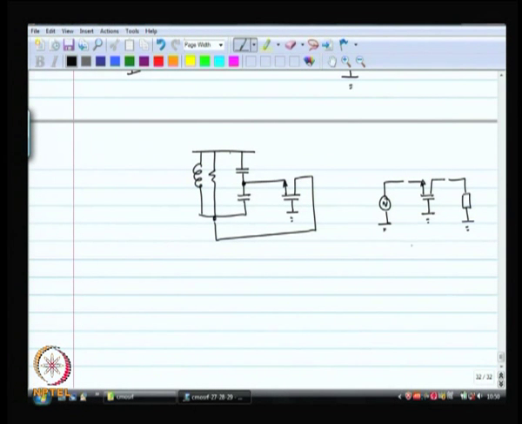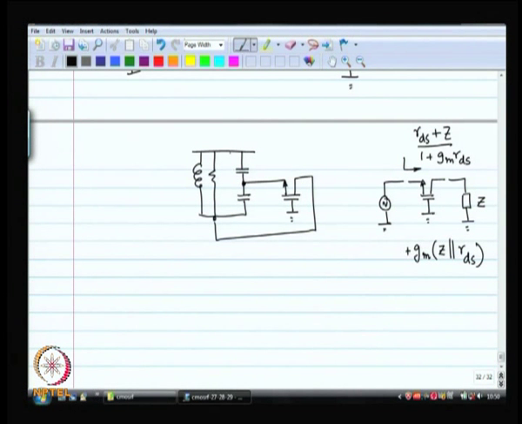The common gate amplifier has a gain of positive GM times, let us not call this R, let us call this Z. This is the gain of the common gate amplifier, and the input resistance of the common gate amplifier is going to be what? Is going to be (R_DS plus Z) divided by (1 plus G_m R_DS).